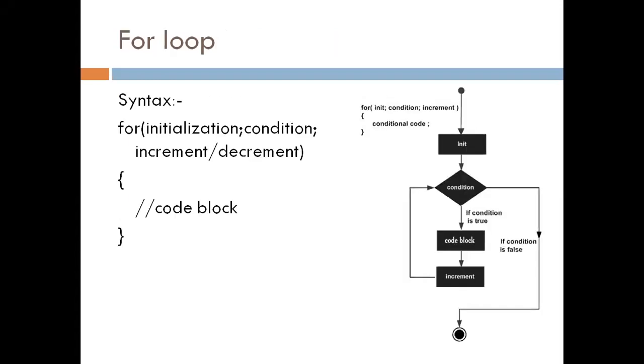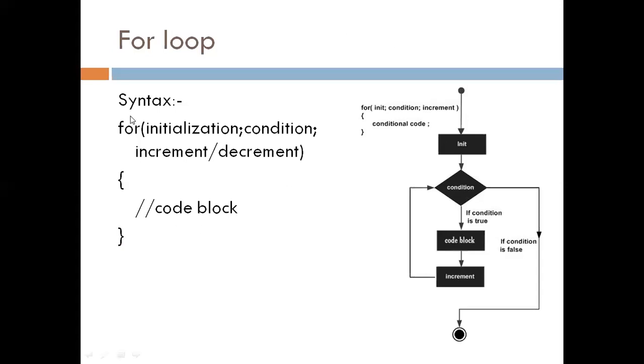So let's start with the for loop. A for loop is used to execute a certain block of statements many times. In a for loop, we can mention loop initialization, condition checking, and increment or decrement operation. In the body of the for loop, we can write statements which should be executed repeatedly.